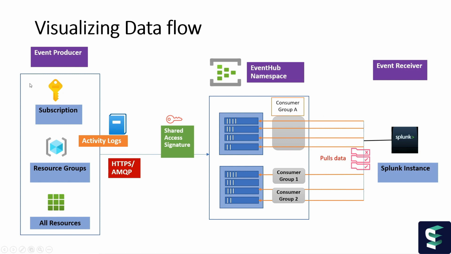so that you won't lose any data from this, right? So in this case, if you see, the producers are basically the activity logs from either subscription, resource group, or the resources level. Then in the event hub namespace, I have created two event hubs, and then at the event receiver level, I have Splunk, which basically identifies itself to the event hub, and then it streams the events to Splunk.